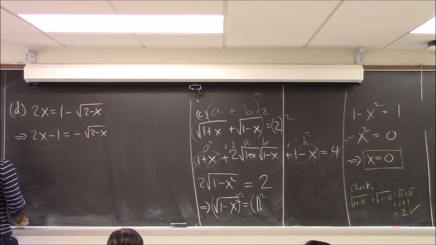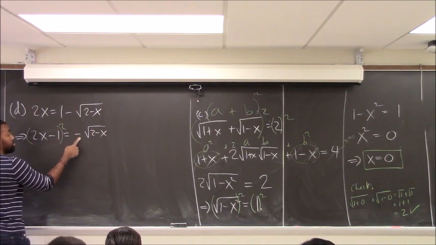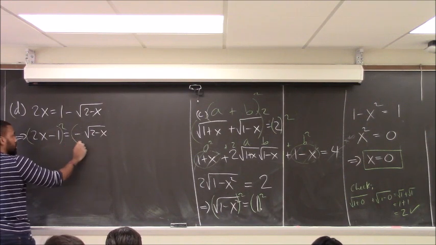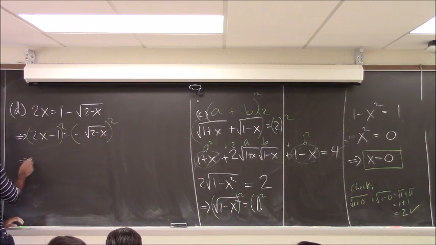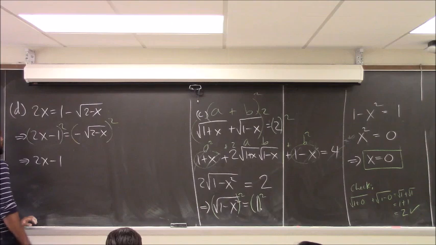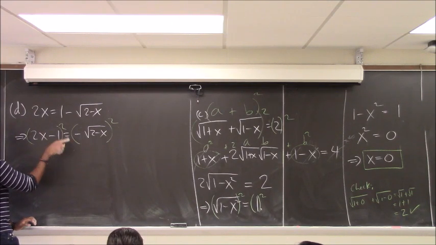Now I would square both sides. Potential mistake here is people just leaving the negative sign. The negative sign is a part of the thing that gets squared. So what I have now is 2x minus 1. I'm not going to write that squared again. Let's actually just square it out.